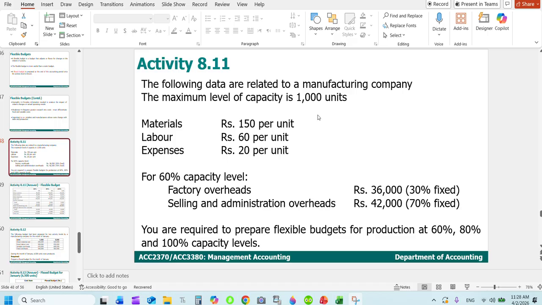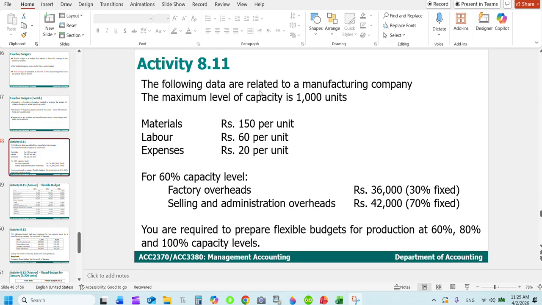So when it comes to preparing these flexible budgets, it is very important that all your cost elements should be classified as fixed cost elements and variable cost. Once you classify these fixed cost and variable cost items, you can easily and flexibly prepare these flexible budgets for different quantities, right? So let's see this particular activity.